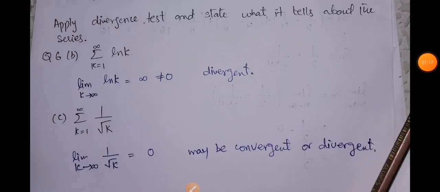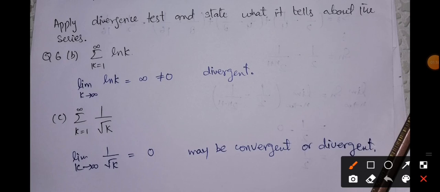Here we have question number 6 from the exercise, in which we have to apply the divergence test and state what it tells about the series. So the series is given: summation k varying from 1 to infinity of ln k. So apply the limit on the general term of the series, and the answer is infinity, which is not equal to 0. So the series is divergent.